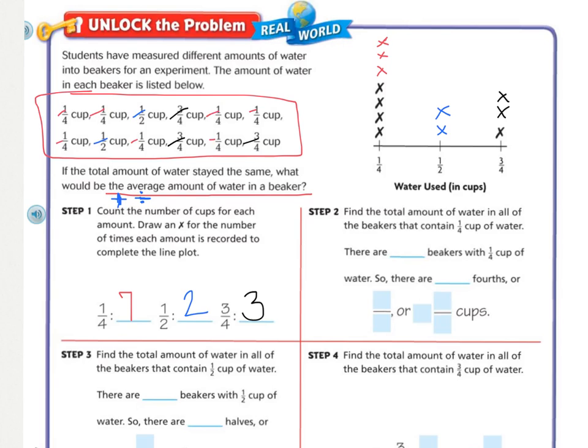So now that we have our data points, I know we said we would look at step 2, but we have to remember what is our final end. We're trying to find the average, and so the first step of that is adding. And so we're going to be finding the total amount of water in all of the beakers, and we're going to start with the 1/4. So there are 7 beakers with 1/4 cup in them, because there are 7 X's. Okay, and so how many 1/4 of a cup are there? If there's 7 beakers with 1/4, that ends up being 7 times 1/4, which ends up being 7/4, right? And 7/4 is the same as 1 and 3/4 cups. And so that's how much is in the 1/4.